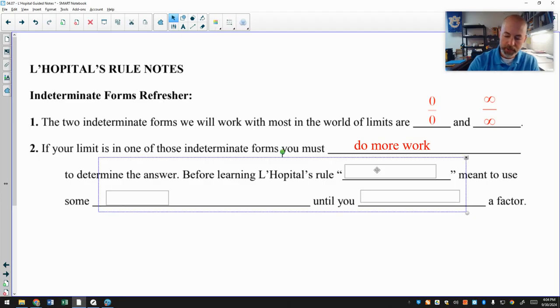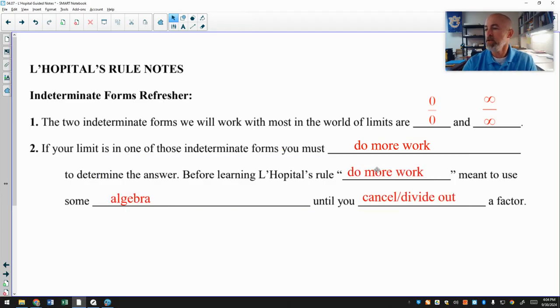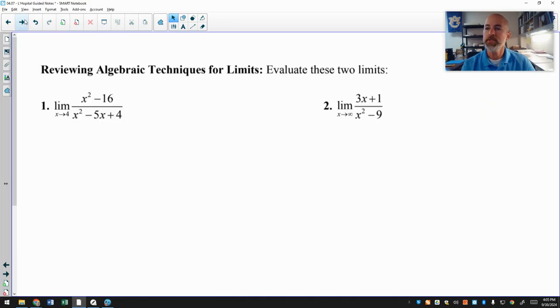Now, before we learned L'Hopital's rule, my students were told that do more work means do some level of algebra, factoring, conjugates, something else, until you can cancel or divide out a factor that was the source of the zeros, and then once you divide that source of the zero out, you usually can plug back in to get your answer. So let's look very quickly at some algebraic techniques that you can use for limits.